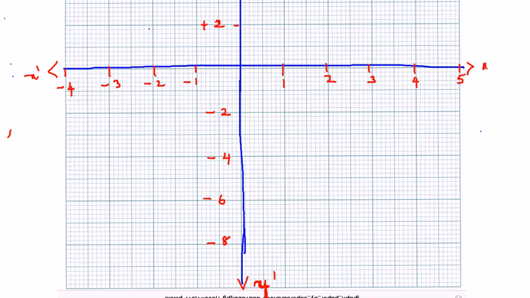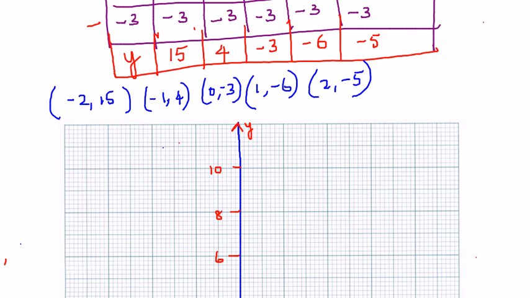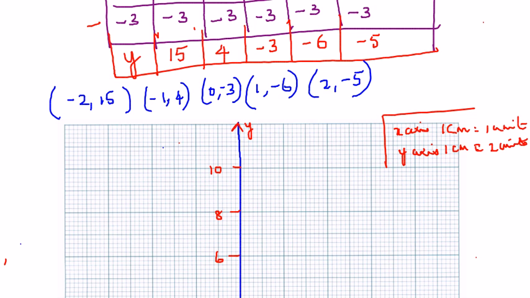I have drawn the scales for the graph, and I'll write down what my scale is. On the x-axis, 1 centimeter is equal to 1 unit. And on the y-axis, 1 centimeter is equal to 2 units. Please do not forget to write the scale. You will lose marks. If you don't write the scale, marks will definitely be reduced. So write the scale properly. Now you have to plot the points.